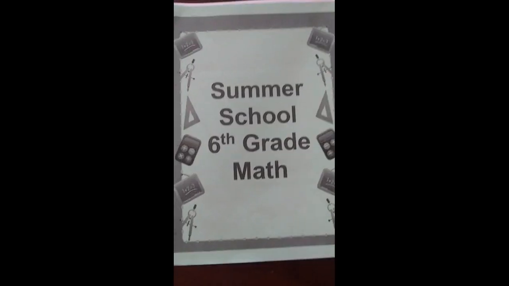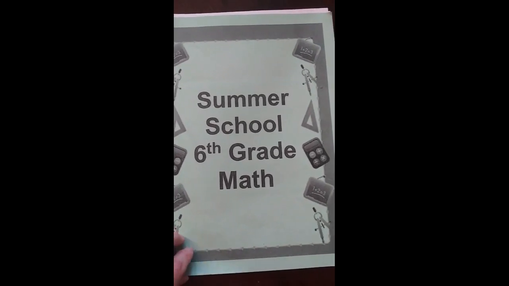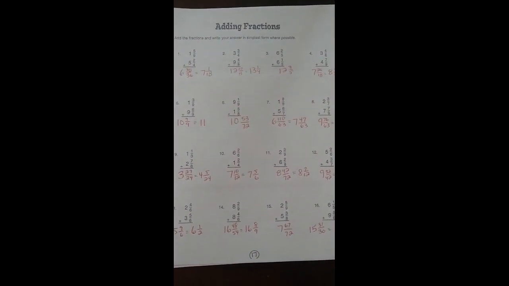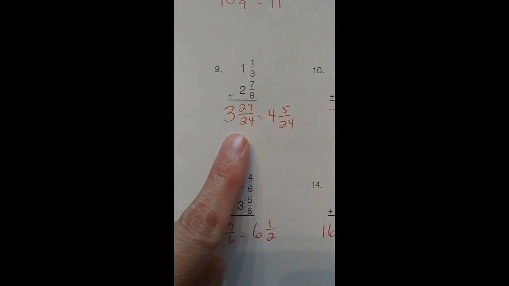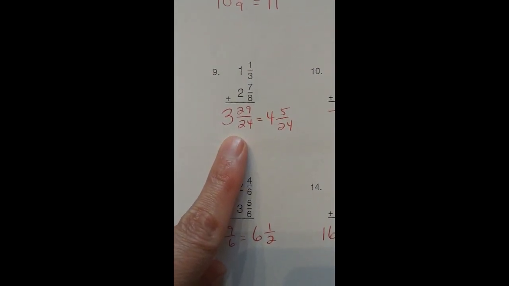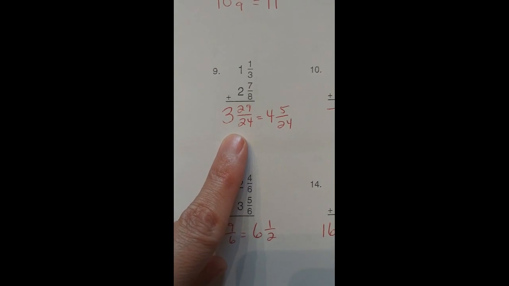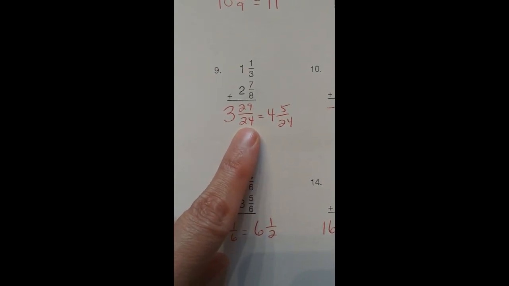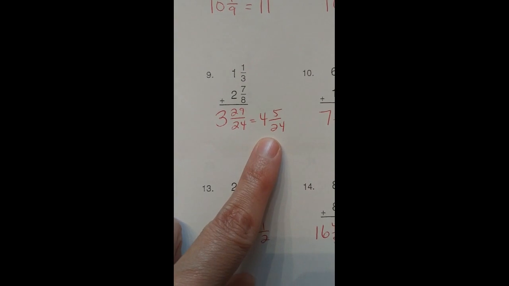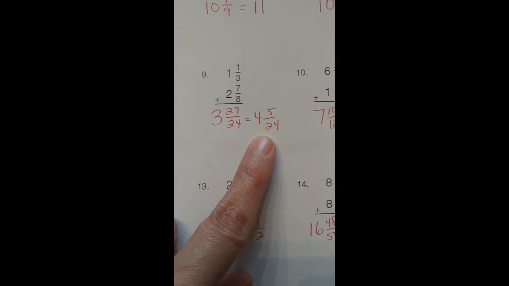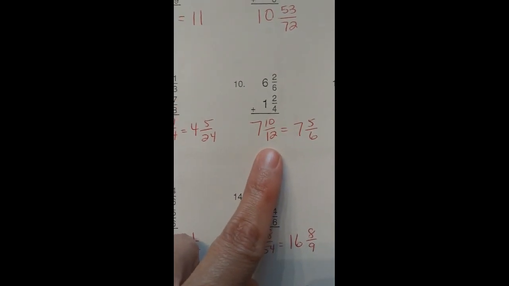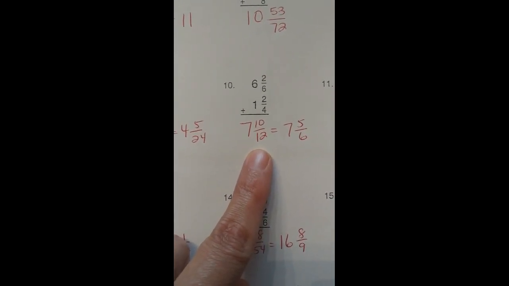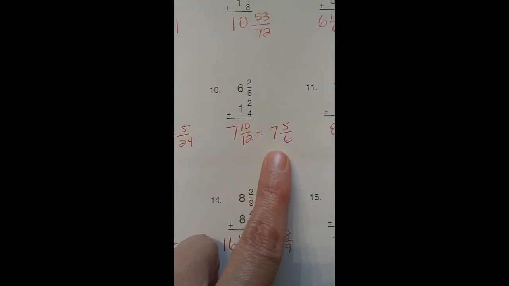Open your green packet to correct the assignment. Yesterday's assignment was to complete page 17, problems 9 through 16. So let's take a look. Problem number 9, the answer was 3 and 29 over 24, which was an improper fraction, and we needed to simplify it to 4 and 5 24ths. Question number 10 was 7 and 10 twelfths, and we would have simplified it to 7 and 5 sixths.